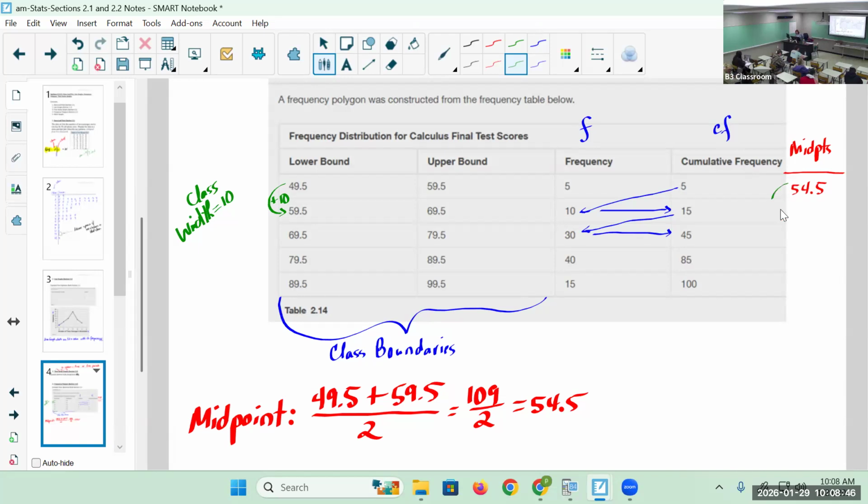Like if I add 10 here, then I'm going to get 64.5. Add 10, and I get 74.5. Add 10, and I get 84.5. Add 10, and I get 94.5. And that's a lot quicker to find the midpoints than it is to actually use the midpoint formula. Questions so far there?